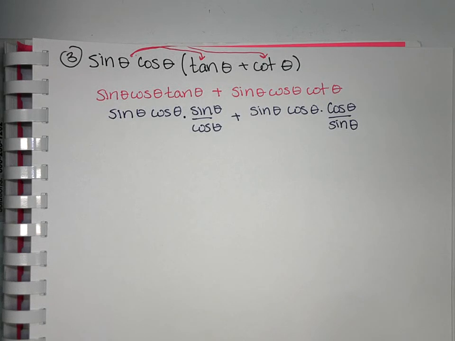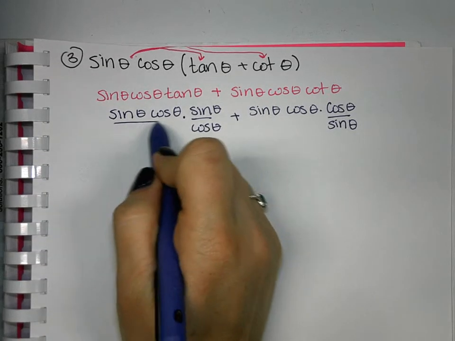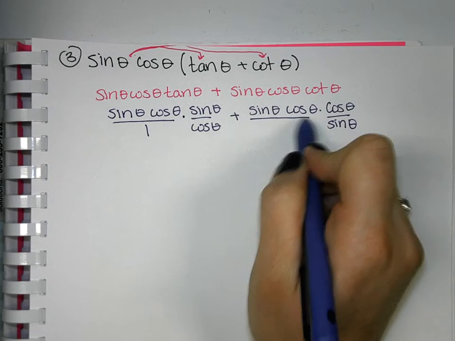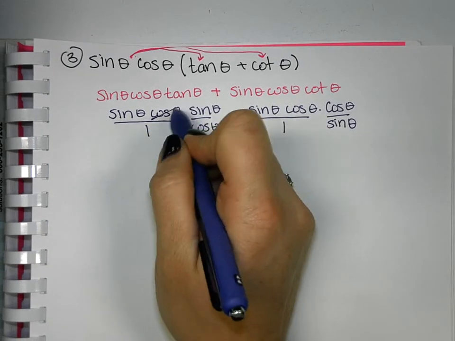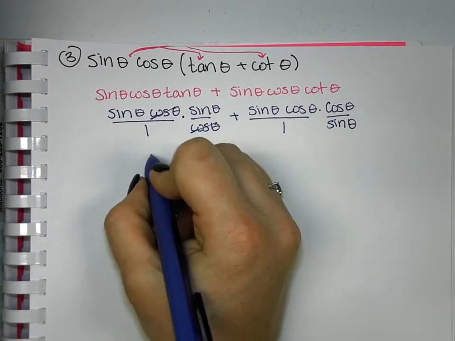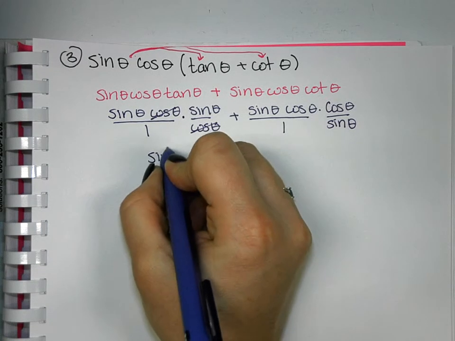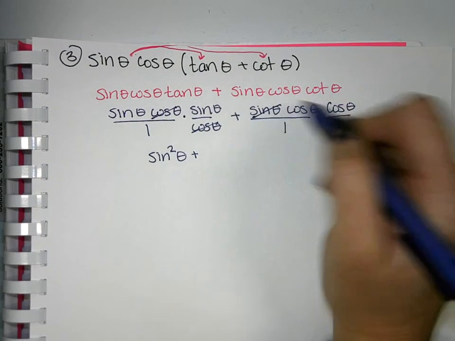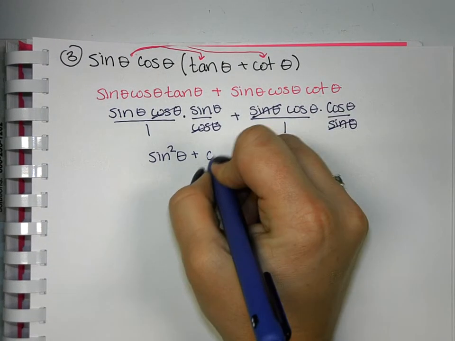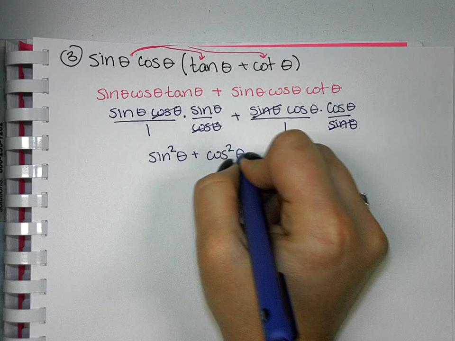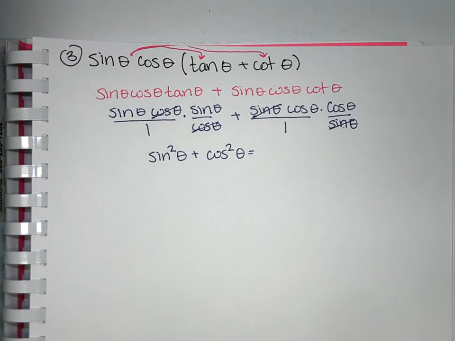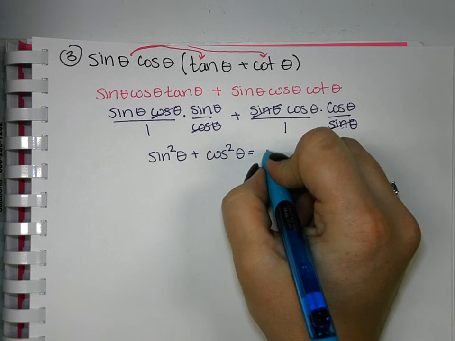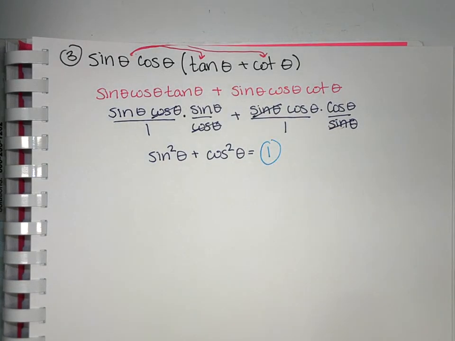Now when I look at this, I can think of sine cosine over 1, so that I can cross cancel my cosines in the first term, and I'm left with sine squared theta. Over here I can cancel the sine, and I'm left with cosine squared theta. Well, what's sine squared theta plus cosine squared theta? It's one of our Pythagorean identities. It's just 1. So there we would simplify down to 1. And that's as simple as that one can get.